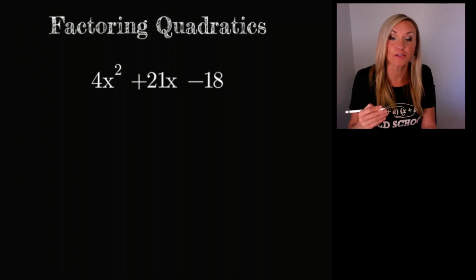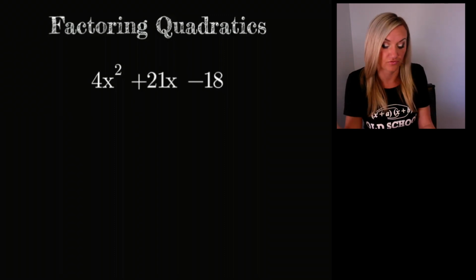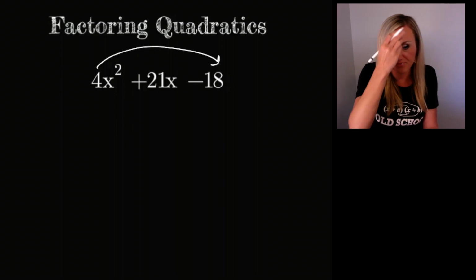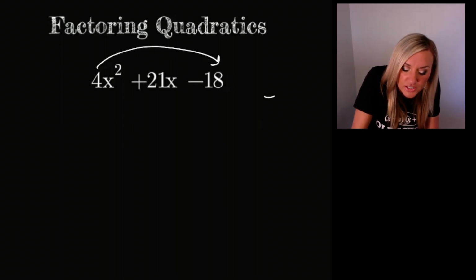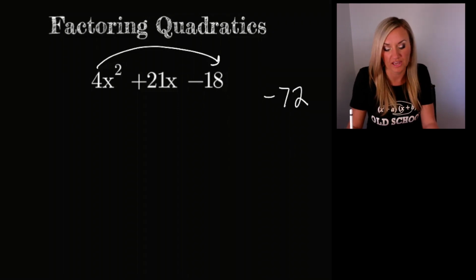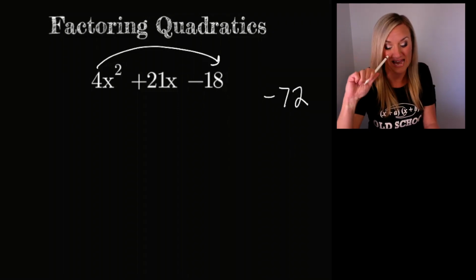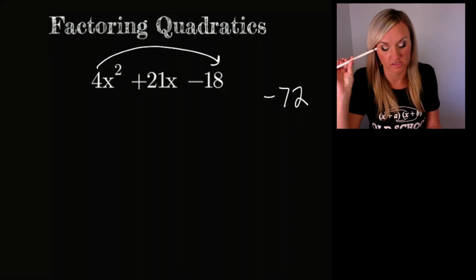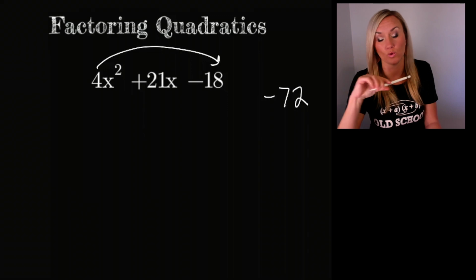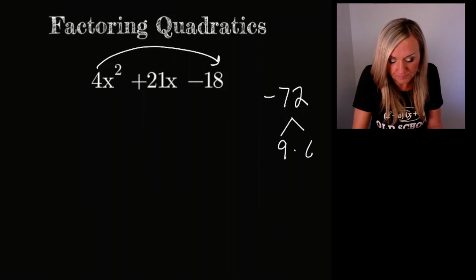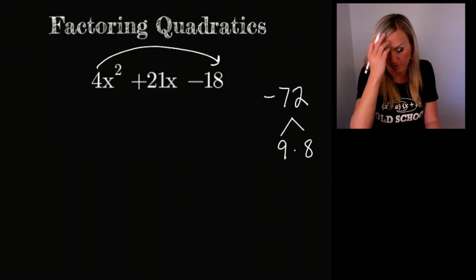So if I take a look at this problem, I can't divide 4 evenly amongst all terms, so I'm going to do 4 times the negative 18, which I get negative 72. My strategy, if I add the digits, 7 plus 2 is 9, and 9 times 8 is 72, but that will not get me 21. So no go.